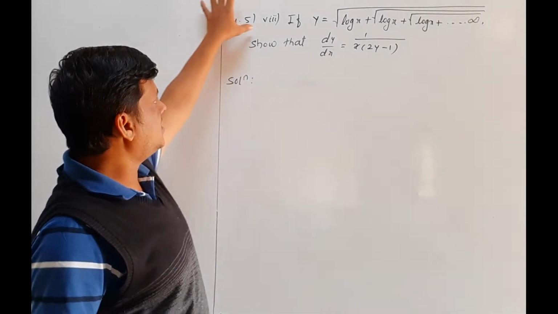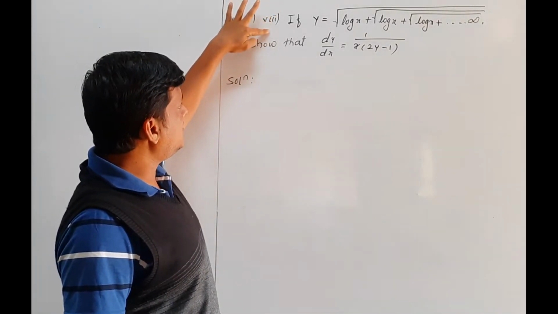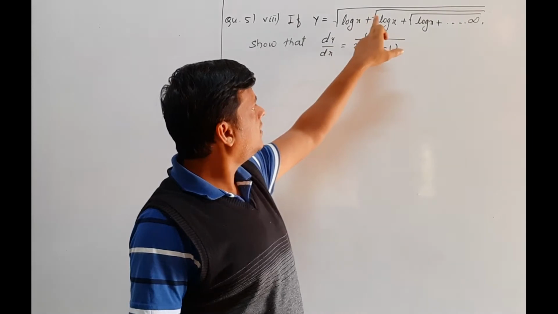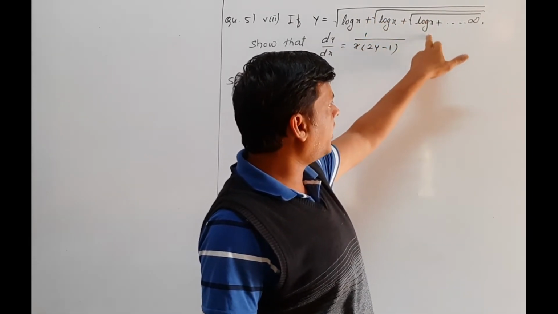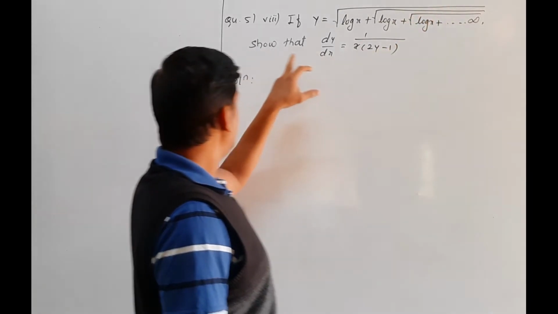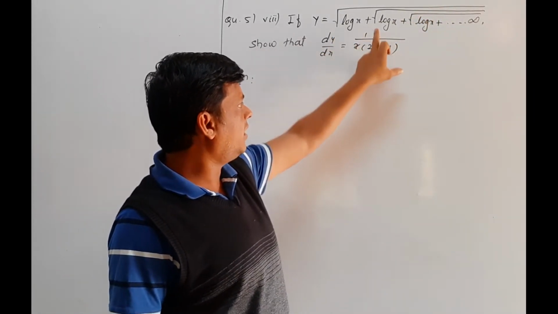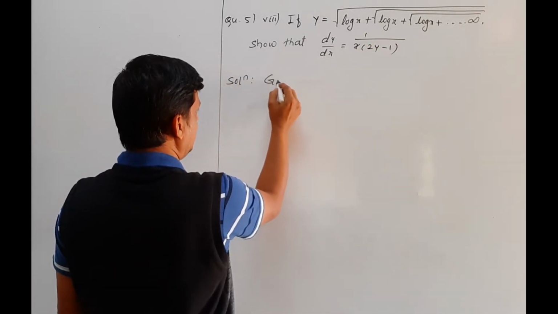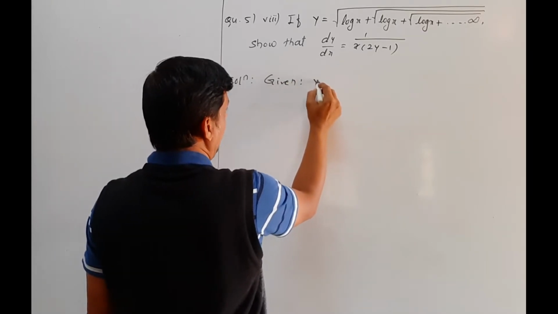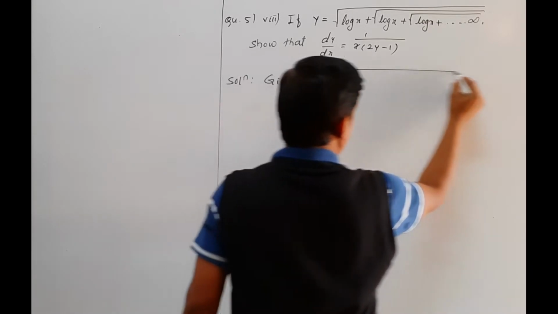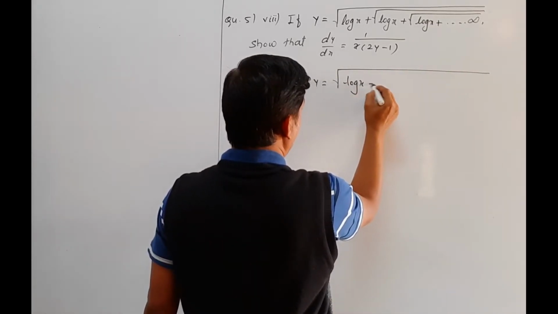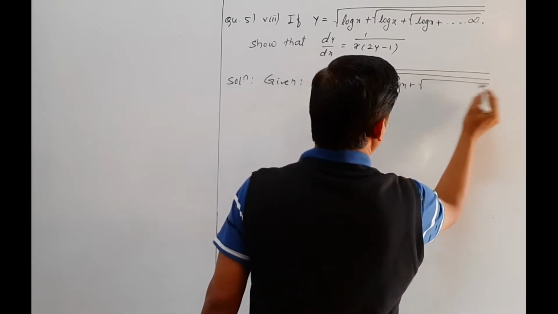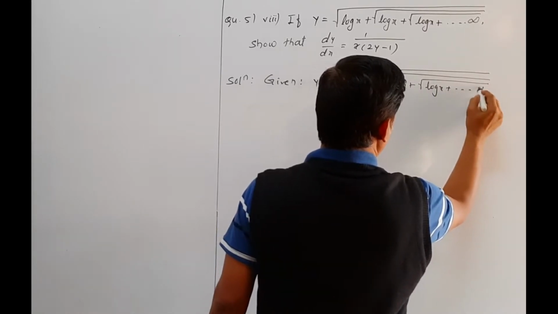Now see the next sub-question 8. This question is similar to sub-question 7. If y is equal to root of log x plus root of log x plus root of log x plus and so on up to infinity, show that dy by dx is equal to 1 upon x into 2y minus 1. So here we write the given part first. Write in solution, given y is equal to root of log x plus root of log x plus root of log x plus and so on up to infinity.